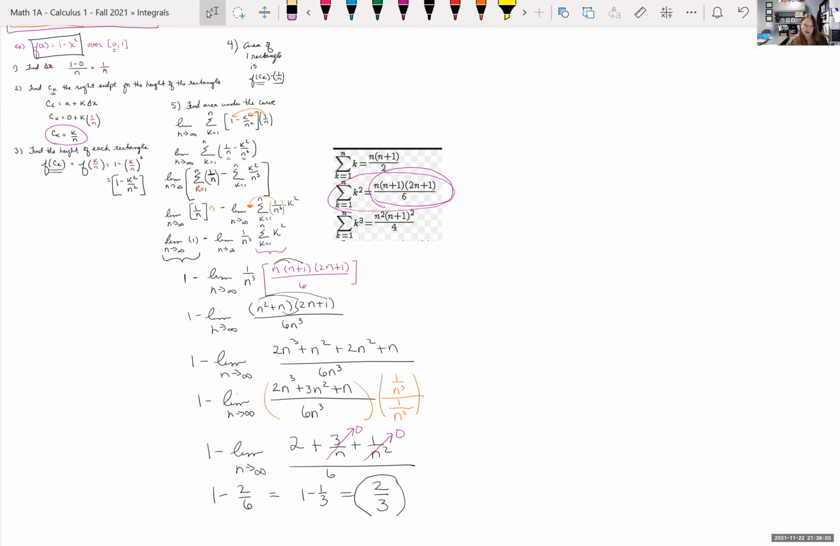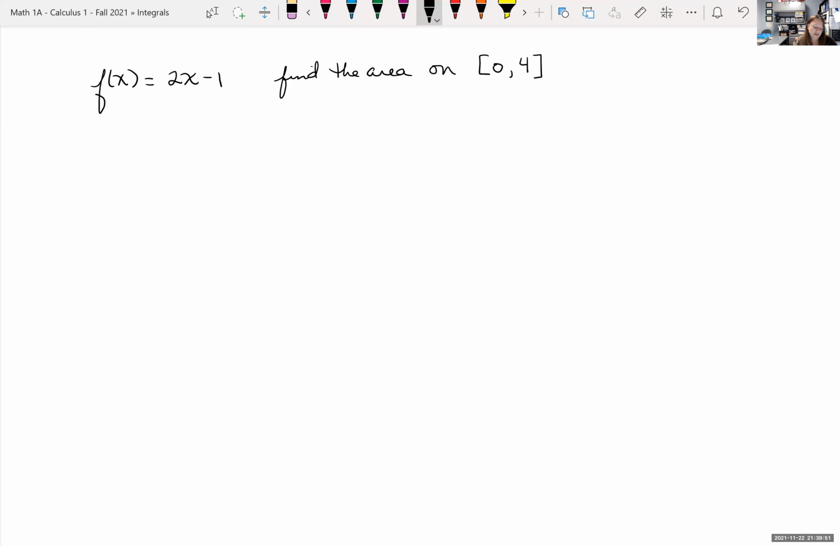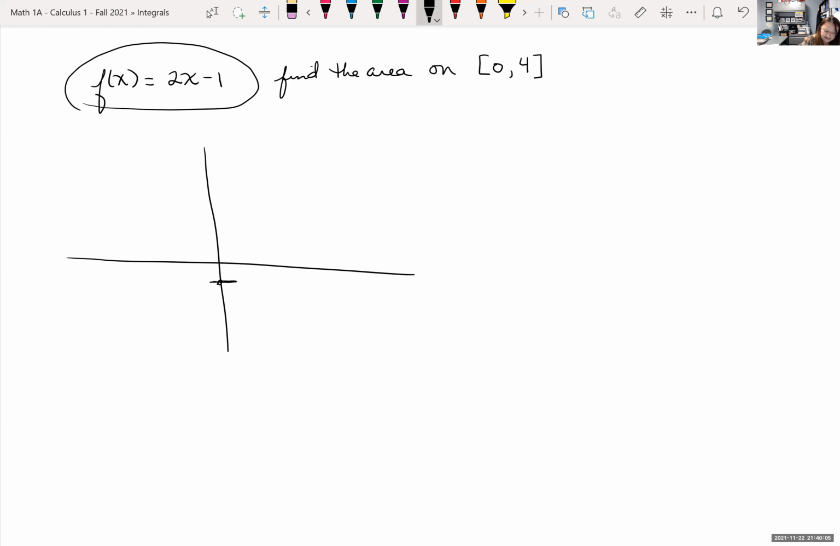So technically, if it's below the x-axis and it asks us to just find the area under the curve, then we need to be careful. We have to look at where it is falling below the x-axis and look at the absolute value of that. So if we have f of x equals 2x minus 1, and we want to find the area on the interval between 0 and 4, if you looked at the graph of f of x, that's just a line. We know what the slope is. We know the y-intercept is -1. And slope is 2/1. So if I rise 2, I would run over 1.